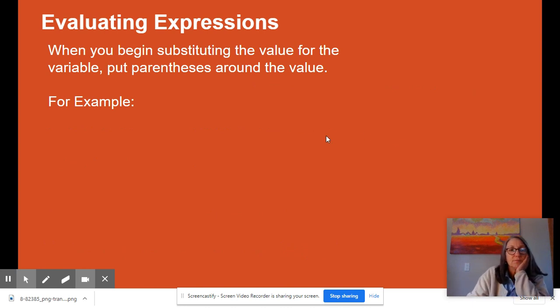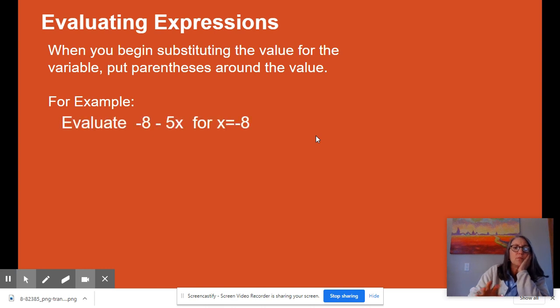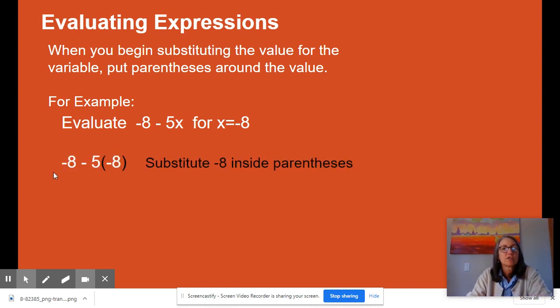But what if we have something like this? These negatives make things really pesky. And that's why these parentheses become especially important. So watch this. Negative 8 minus 5 times negative 8.